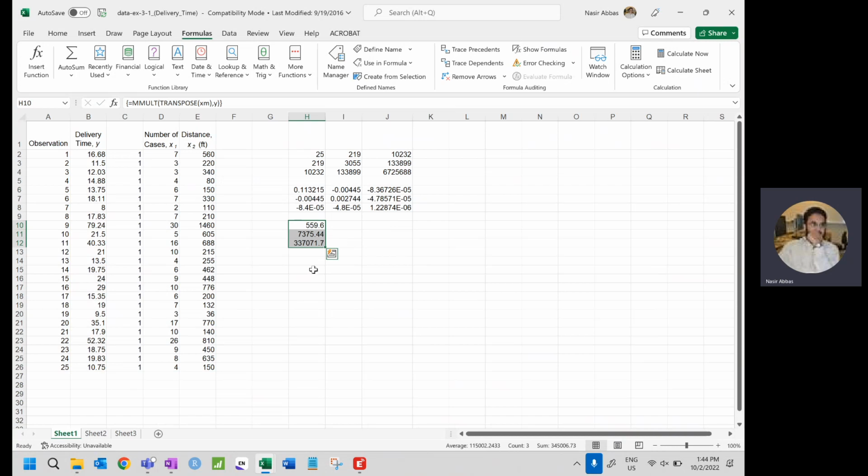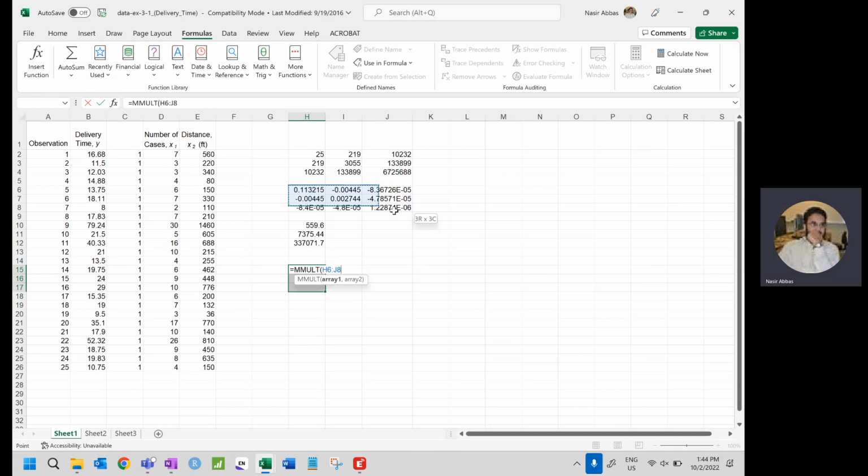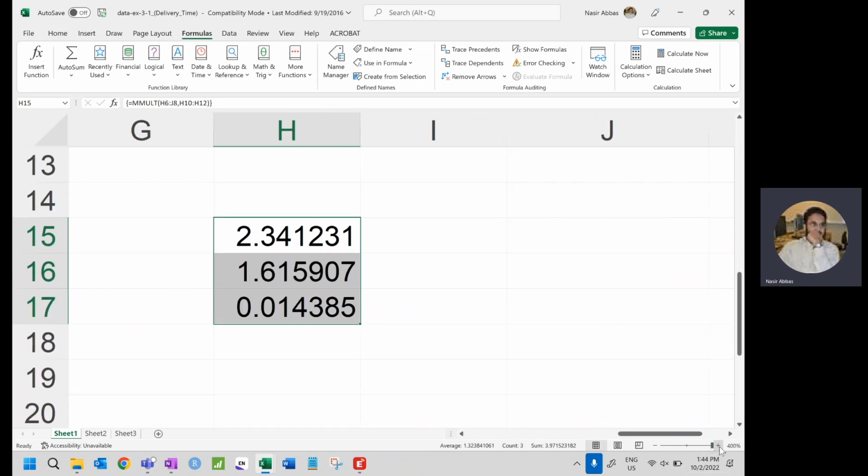And final step, I'll multiply the X transpose X whole inverse with this whole thing. And I'll get this. The first number is beta naught hat, the second number is beta 1 hat, and the third number is beta 2 hat.